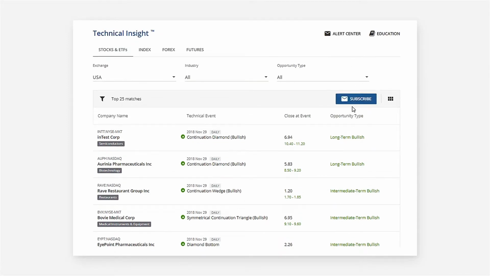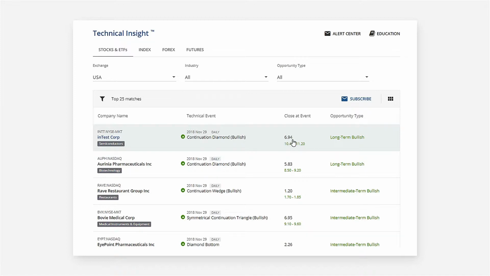Now, over on the right, we'll see the opportunity type column. This reveals whether the technical event we found is a sign of strength, which is bullish, or weakness, which is bearish. So for example, here's a stock called Intest Corp in the semiconductors industry that triggered a continuation diamond chart pattern on November 29th. This is a long-term bullish event. In fact, this pattern also provides a target price of $10.40 to $11.20, while the stock was currently trading at $6.94.